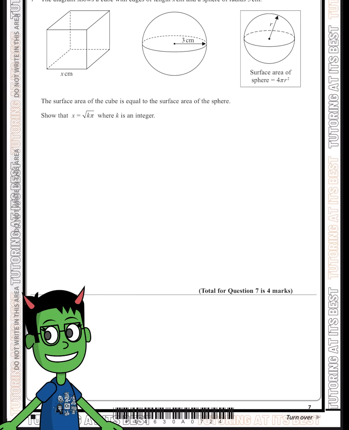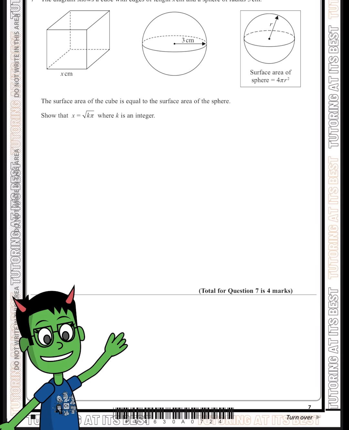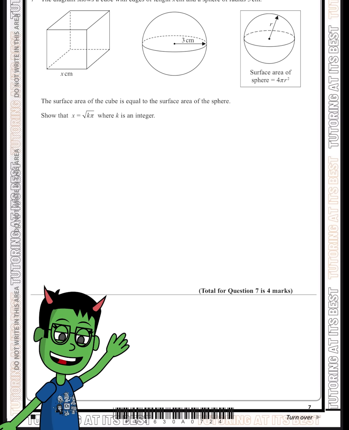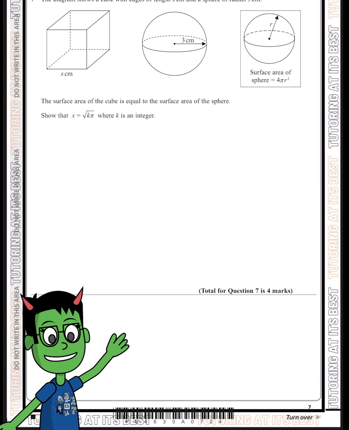Okay. Question number 7. The diagram shows a cube with edges of length x centimeters and a sphere of radius 3 centimeters. The surface area of the cube is equal to the surface area of the sphere. So we now need to show that x equals root k pi, where k is an integer.